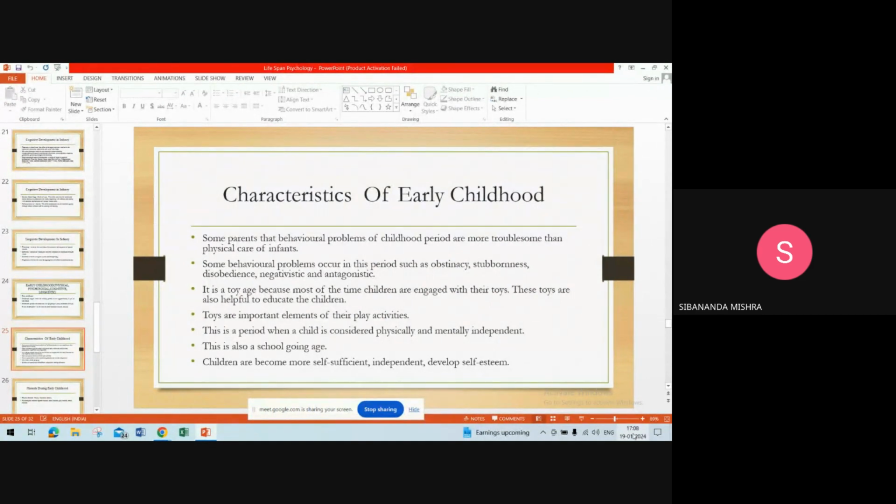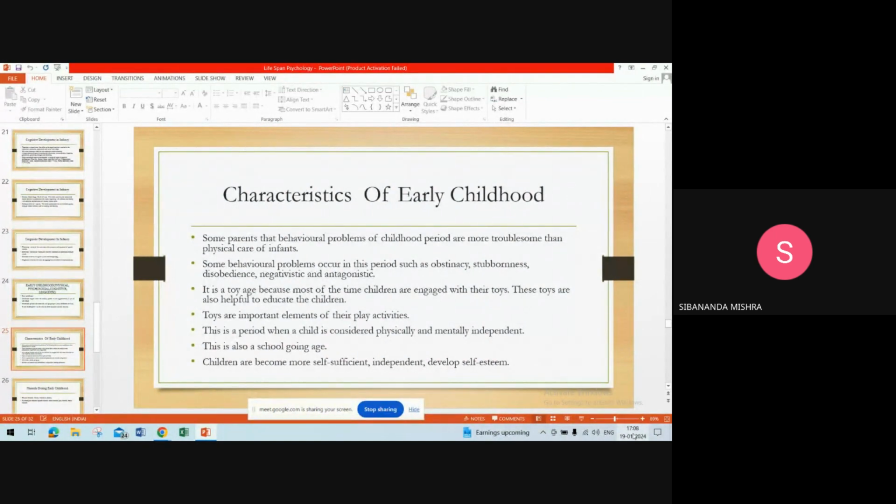Okay, so this is also a school going age. Children become more self-sufficient, independent, and develop self-esteem. Self-esteem, you know, they are talking about self-confidence. This is the age of foundation of social behavior.